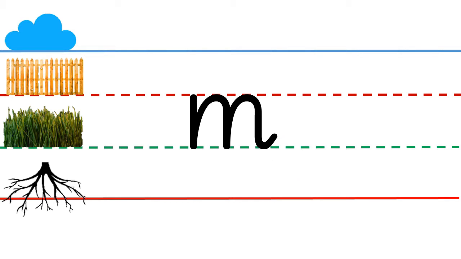Put your pencil on the fence line. Come down straight, touch the grass line. Go back up, touch the fence line, and make a mountain. Come down, touch the grass line, go back up, touch the fence line. Now make a mountain, come down and touch the grass line while making a loop.